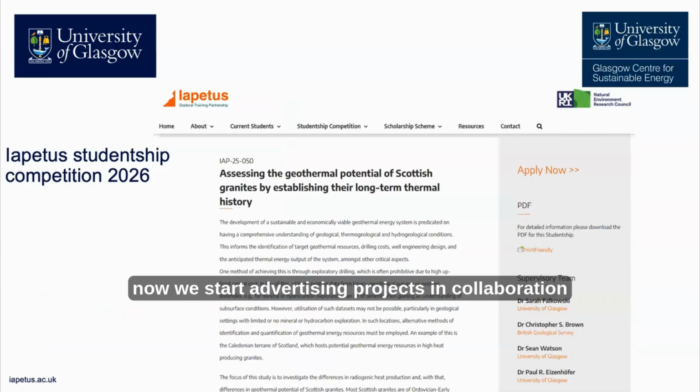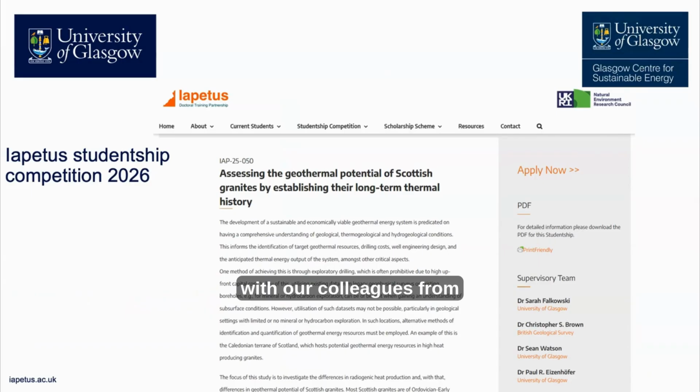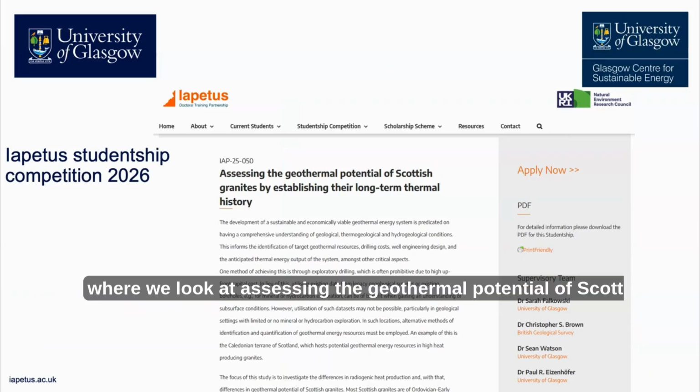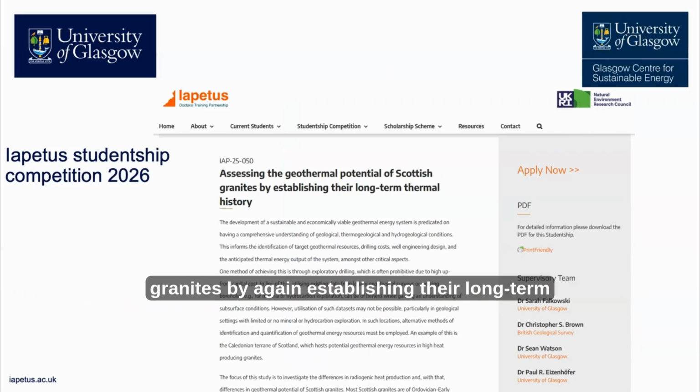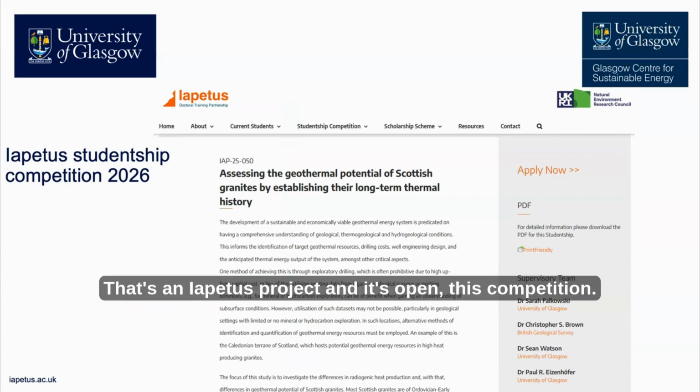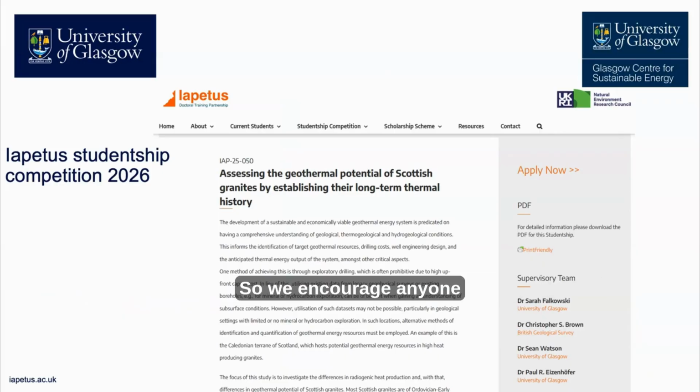And on top of that, now we start advertising projects in collaboration with our colleagues from engineering, where we look at assessing the geothermal potential of Scottish granites by, again, establishing their long-term thermal history. That's an IAPETUS project, and this competition is open. So we encourage anyone interested to apply for this.